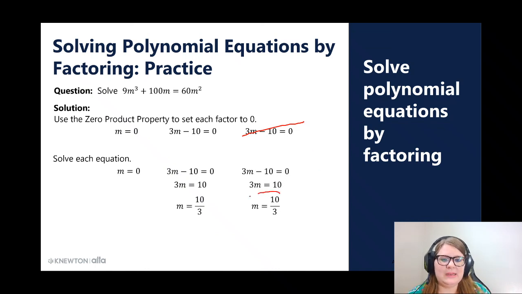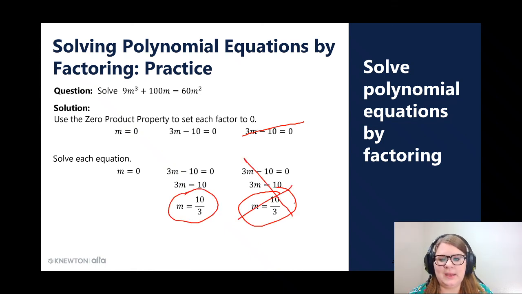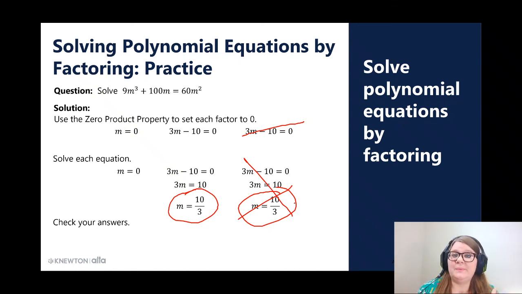And again, notice I'm really getting 10/3 twice. Do I write it the second time? Probably not. So when I check my answers, I'm really just checking 0 and I'm checking 10/3. And just recognize that if an answer is repeated, we call it a multiplicity. So in this case, m equals 10/3 has a multiplicity of 2 because it comes out as an answer twice. Now that is, again, how you solve polynomial equations by factoring.